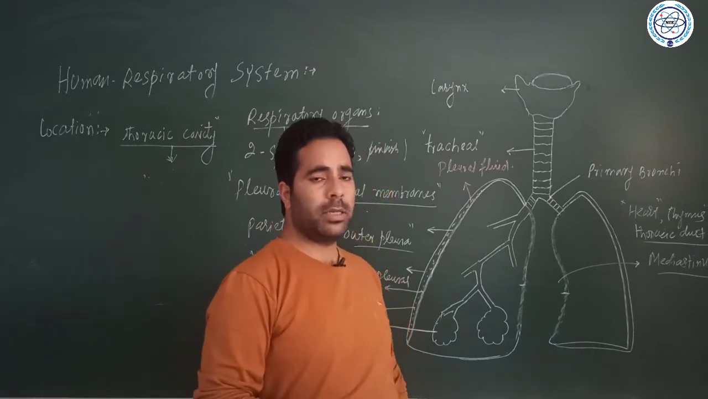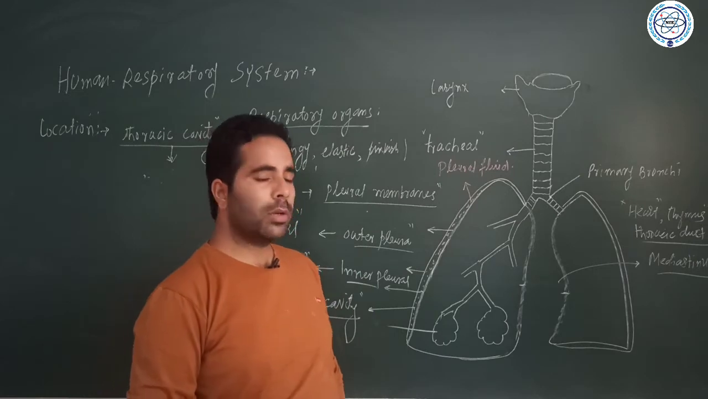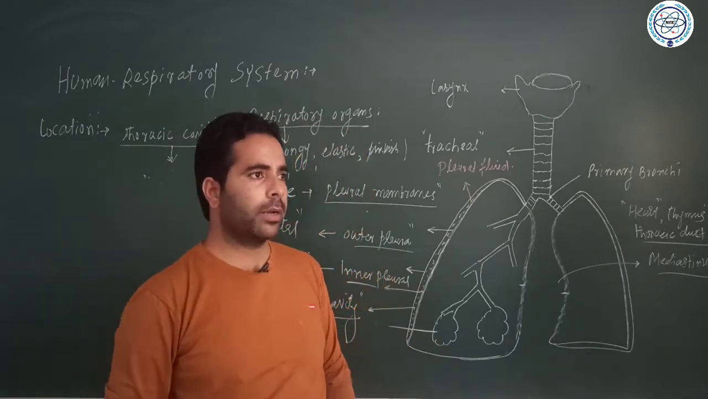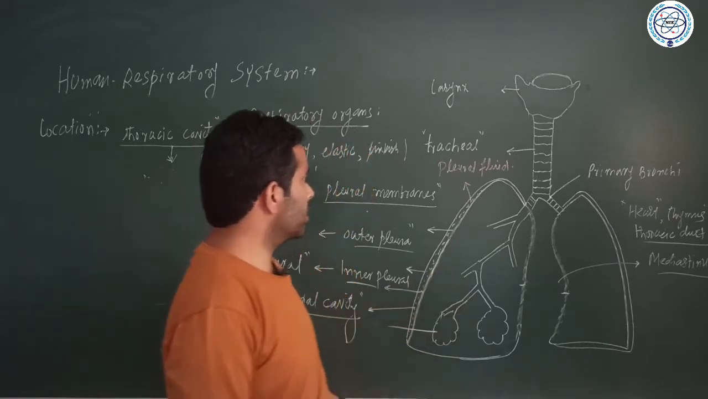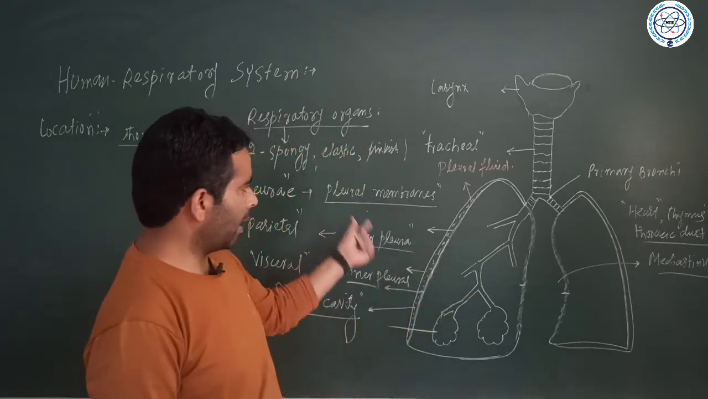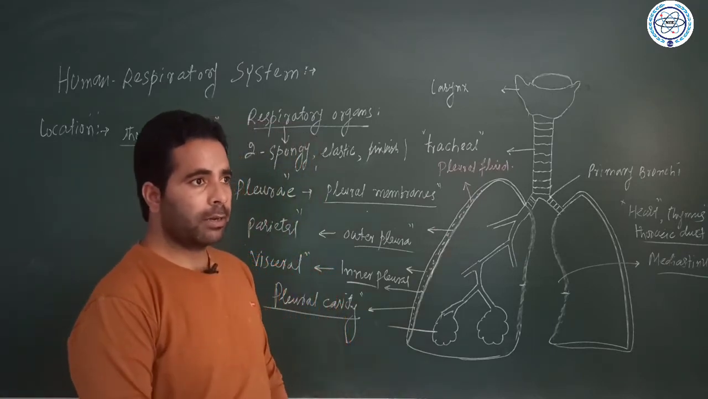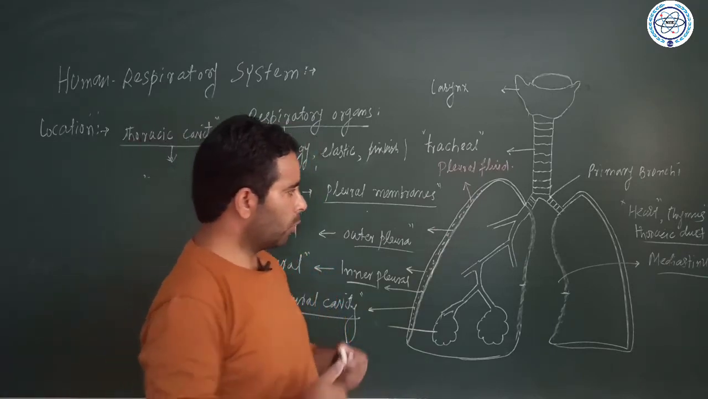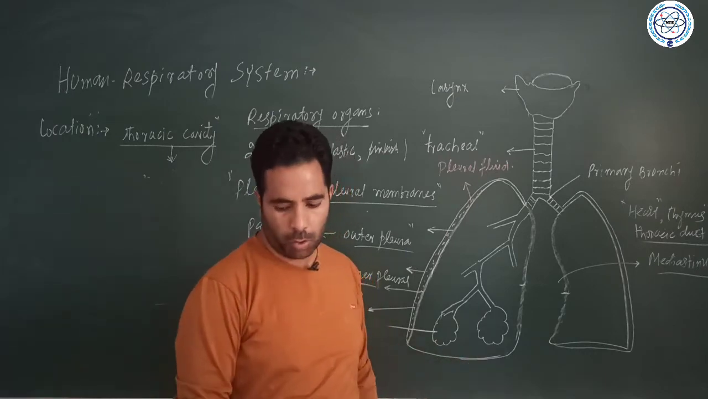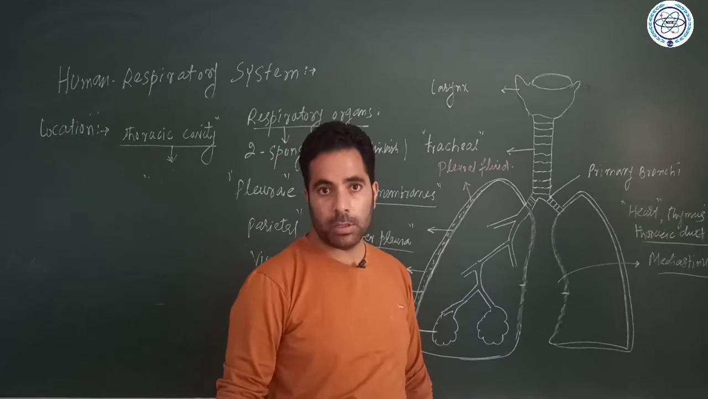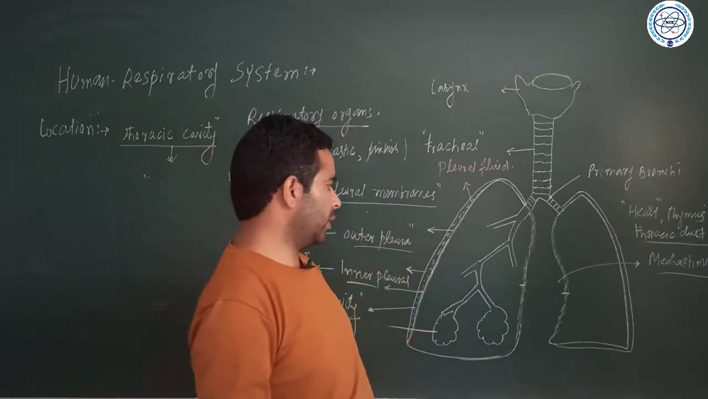And second, these two lungs have their own protection in the form of pleura. There are two pleural membranes, outer and inner. Between the two there is a space that's known as pleural space, pleural cavity, which contains the fluid. This pleural cavity and fluid provide protection to the lungs from external shocks, and also provide frictionless movements to the lungs during the process of inspiration and expiration.